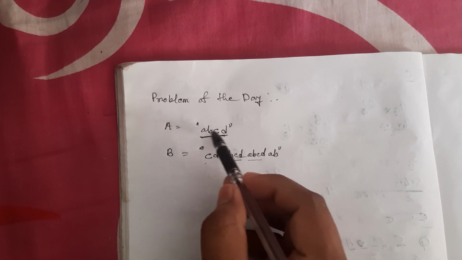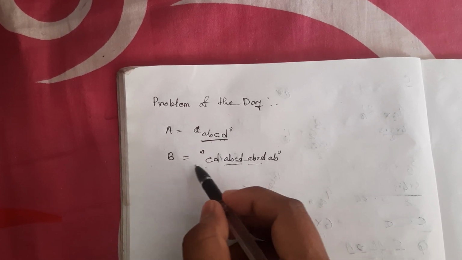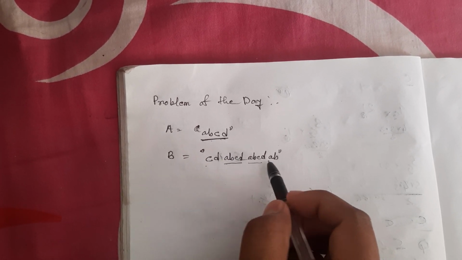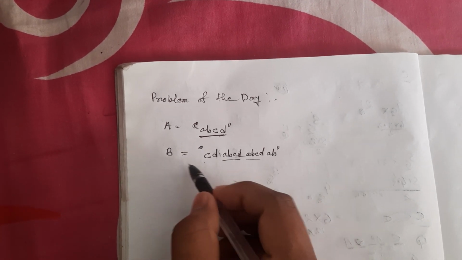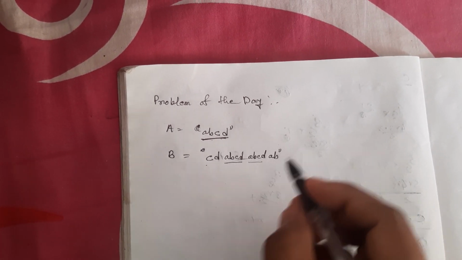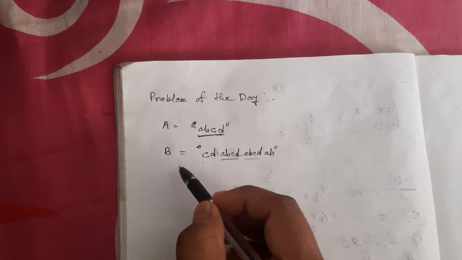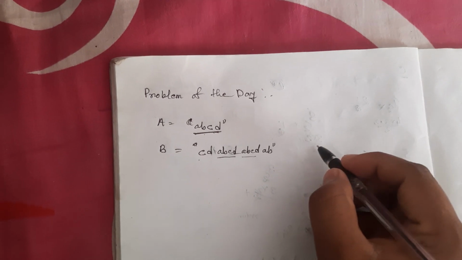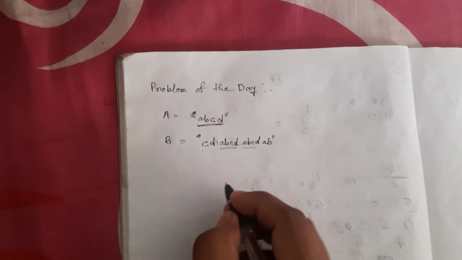And if the string ABCD is not present, that is, it is not a substring of B, in that case we just return -1, because we are not finding ABCD anywhere in the B string. In that case the answer should be -1.